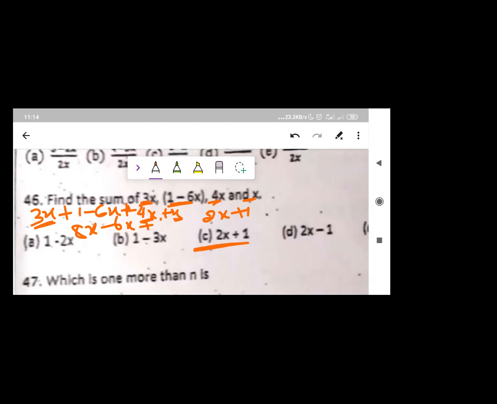So what is 1 more than 5? I know everybody in your mind knows the answer is 6. 6 is 1 more than 5. What is 1 more than 12? That's 13. If they ask you what is 1 less than 12, it means they want you to go back, and that would be 11. So here now they're asking, what is 1 more than n?